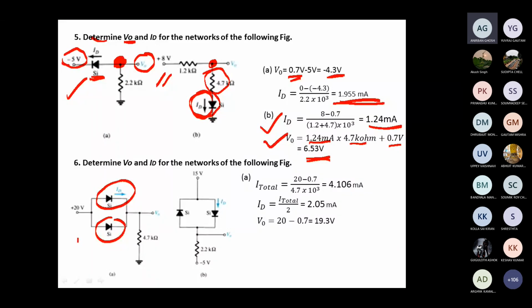What is I total? Sir, 4.1. Yes, that is right. 4.1.